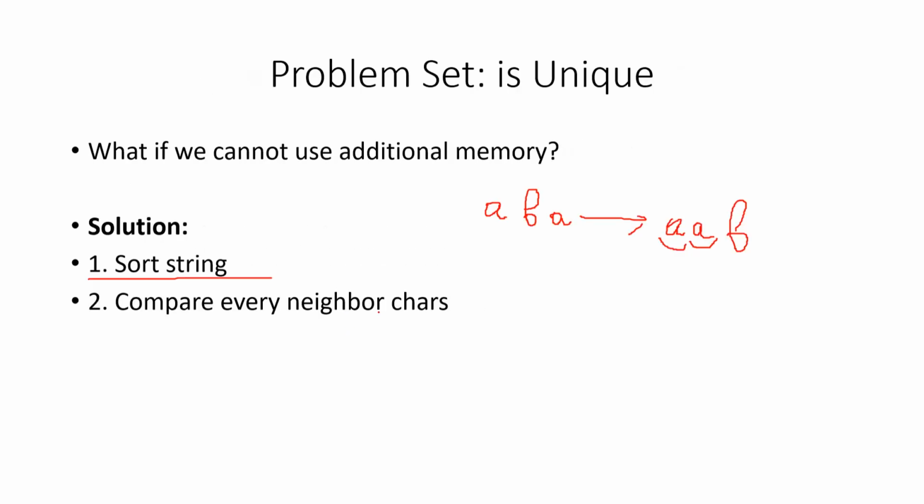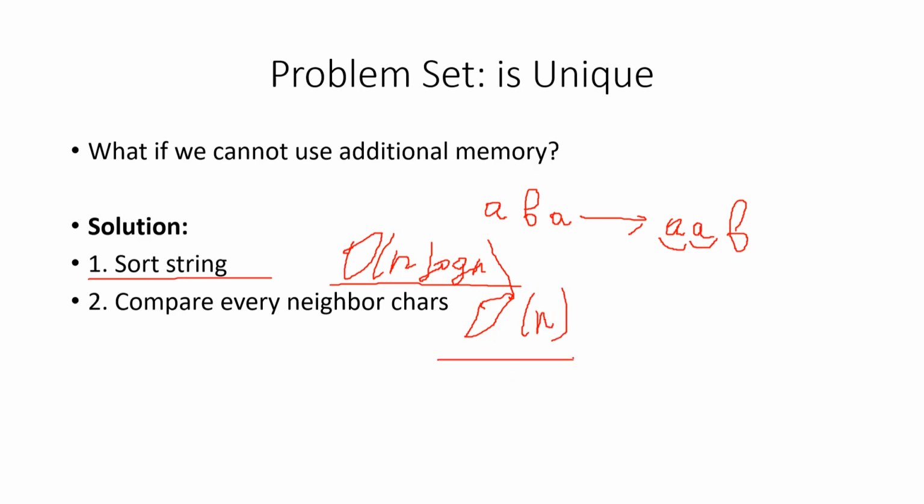In that case, because of the sorting, the time complexity would be n log n, because there is no better sorting algorithm that runs faster than this time complexity. And comparing elements, the second part of our solution, would take O of n time complexity. Sorry for my writing if something is not clear.